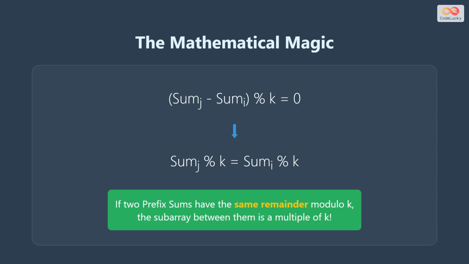Here is where the magic happens. Mathematically, if the running sum up to index j minus the running sum up to index i is divisible by k, it implies that both running sums share the exact same remainder when divided by k. This is the crucial takeaway. If we find 2 prefix sums with the same remainder, the subarray between them is a multiple of k.